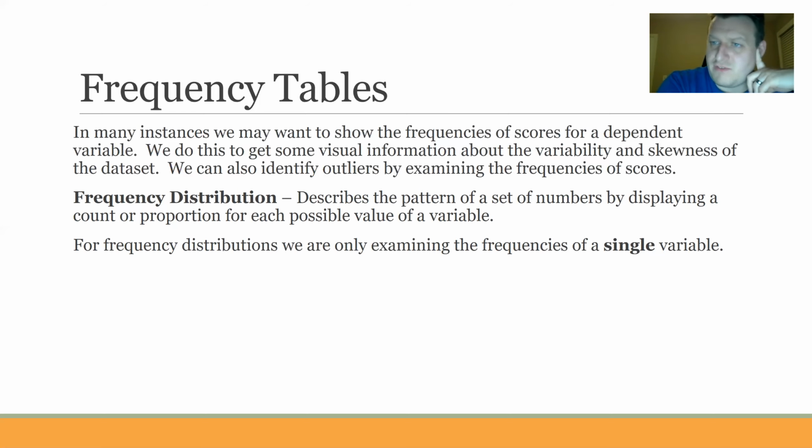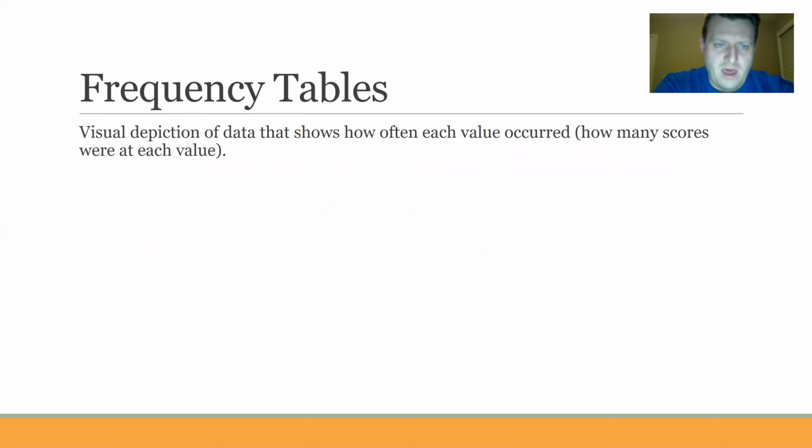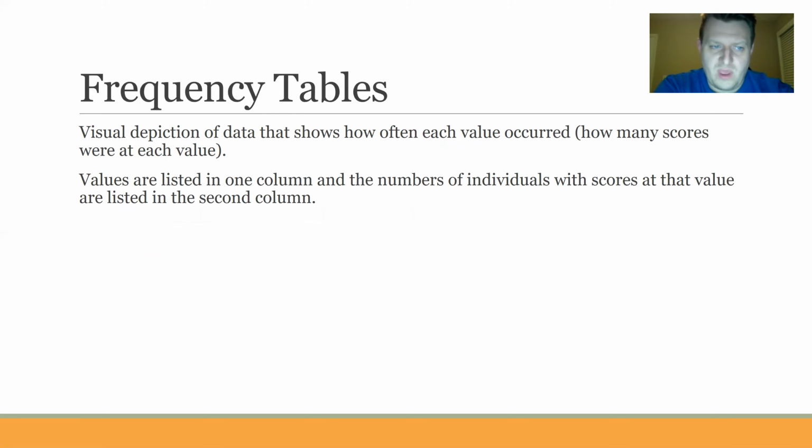Typically, it's our dependent measure, our dependent variable, and we are interested in the frequency of the scores, okay, as opposed to what everybody in a certain condition scored. All right, so we're interested in a single variable. All right, so with these frequency distributions, they are a visual depiction that's going to show how often each value, each score, occurred. So what we're going to have in these frequency tables, we're going to have one list of all of the potential scores, and in the other column, we're going to have the frequency of each of those scores that appears in our data set.